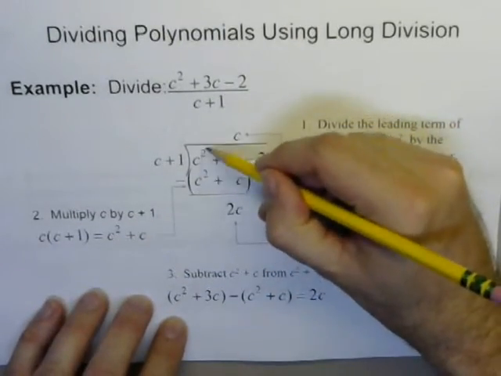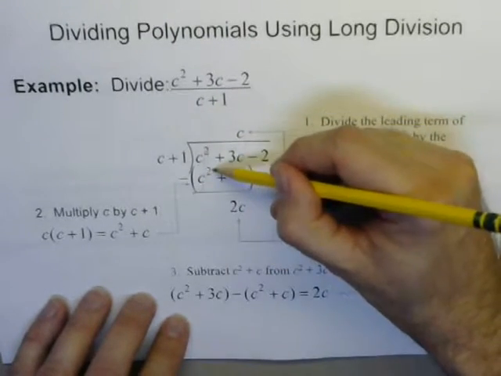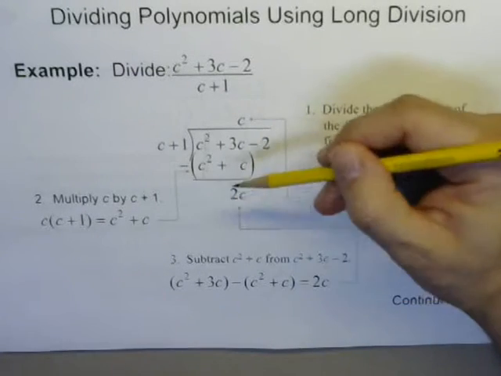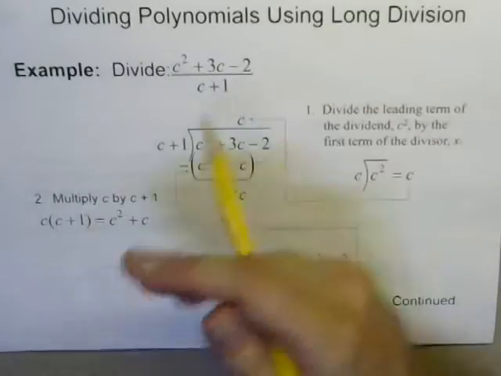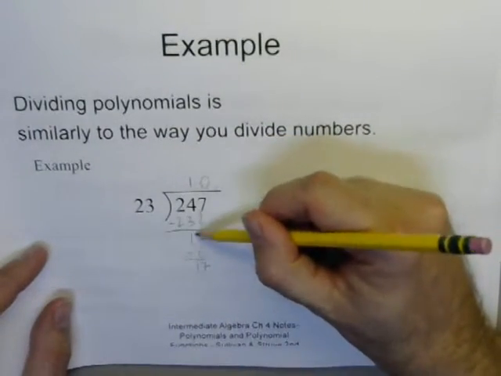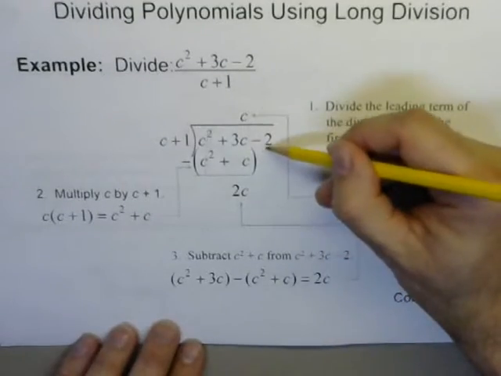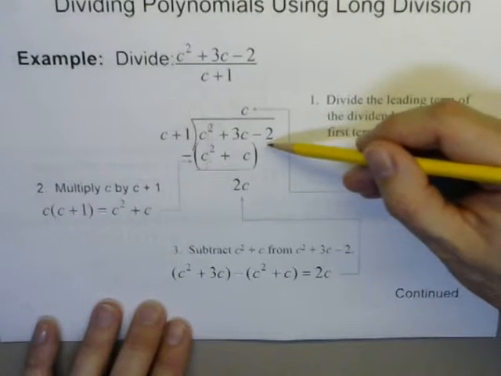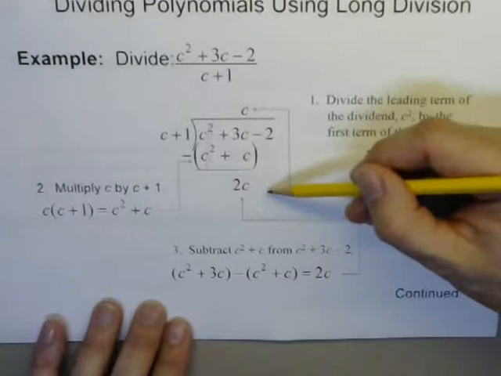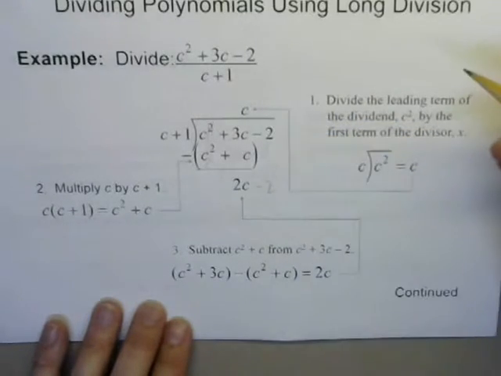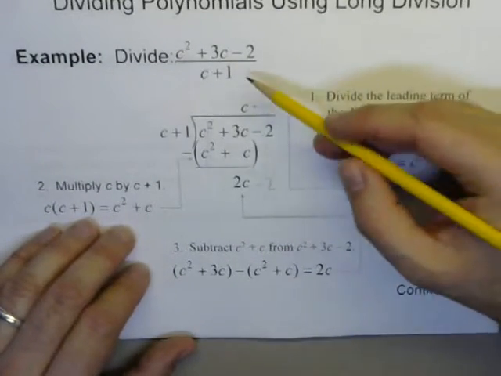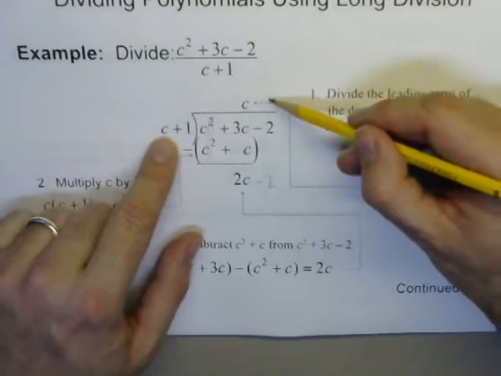So if you do that, the c squareds will cancel, because you've got c squared minus c squared, and then you'll have 3c minus c, which will give you 2c. And then just like we brought down the 7 here, we got 1 and brought down the 7, we'll do sort of a similar thing here, just bring down the negative 2, and then just go ahead and do the procedure again. In this case, you'll get negative 2 here. And then what you would want to do then is just go ahead and put plus 2 up here, because c times 2 is equal to 2c.